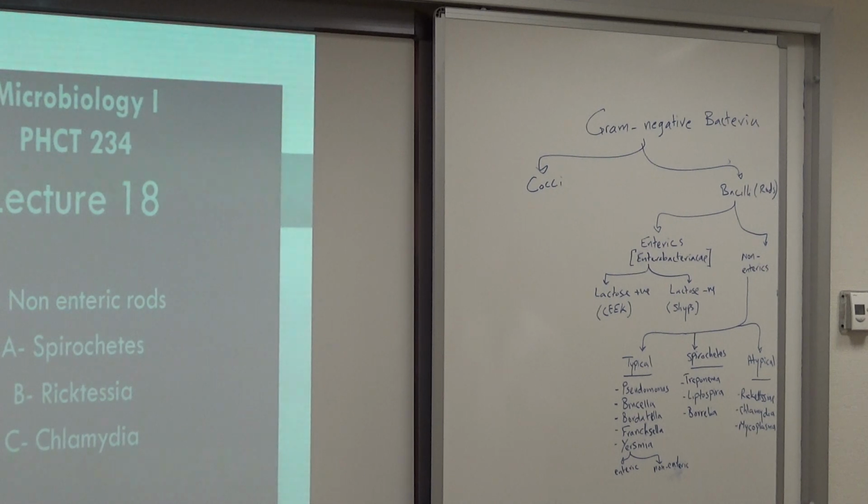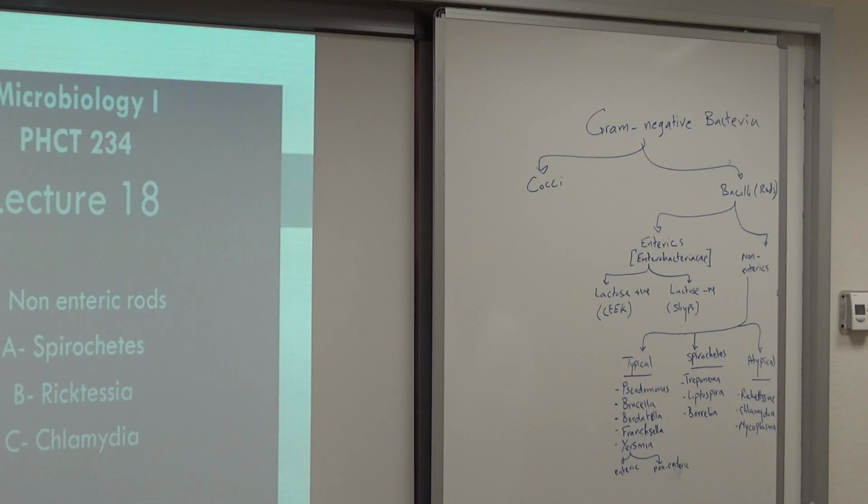We know from the last lecture that bacillus can be classified into enterics and non-enterics. Enterics are bacteria that usually inhabit the GI tract, and about a week ago we classified enterobacteria into lactose positive and lactose negative according to their ability to ferment lactose. Today we are going to discuss non-enteric bacteria, which can be classified roughly into typical gram-negative non-enteric bacteria, spirochetes, and atypical gram-negative bacteria.